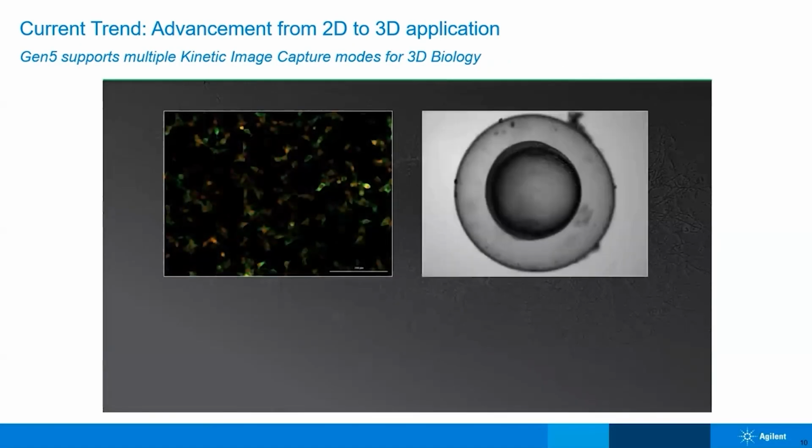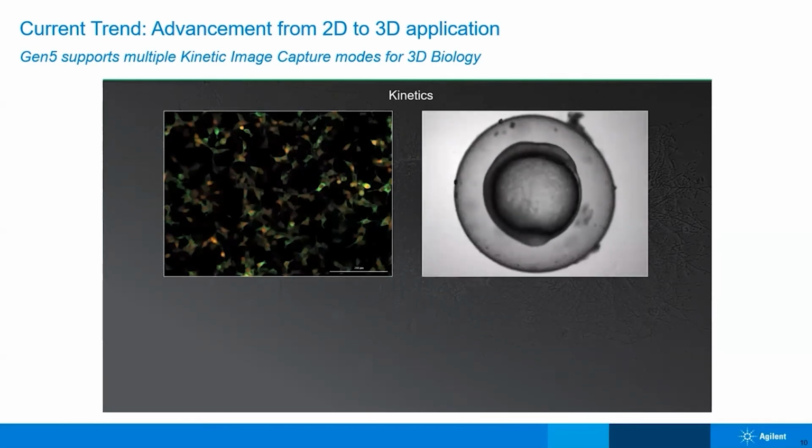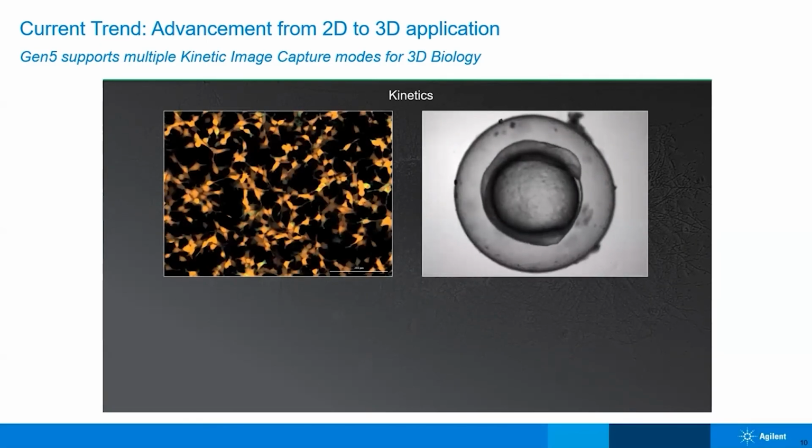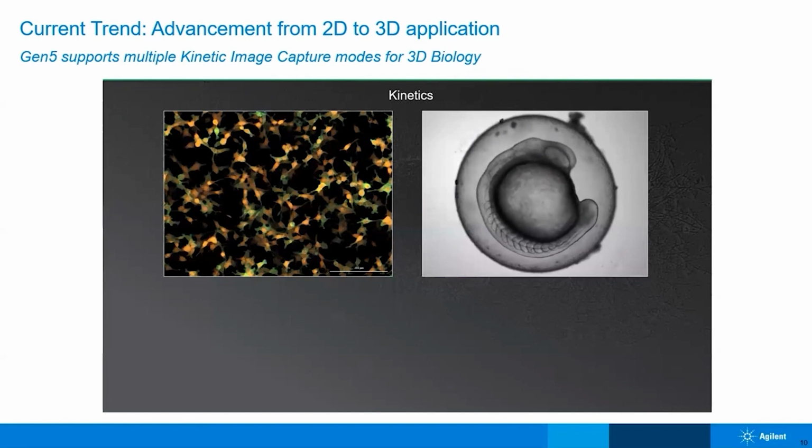Together, these tools provide a lot of power to image and analyze 3D applications. The microscopy market has not only gotten more complex as it has evolved from 2D to 3D applications, it also increased in complexity as it has shifted from fixed to live cell applications. Gen 5 supports either fast kinetic imaging or longer-term kinetic imaging.